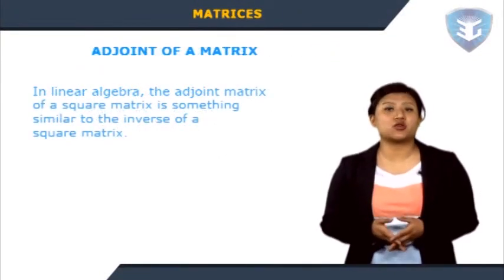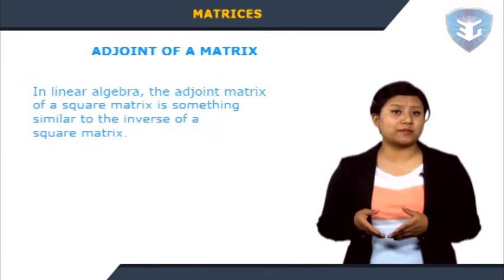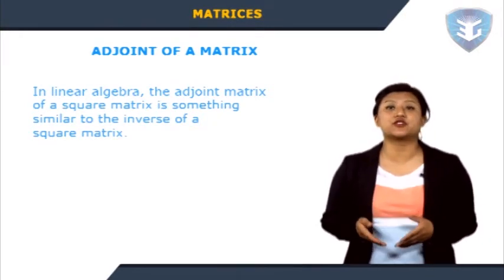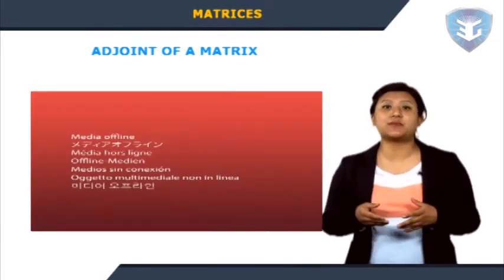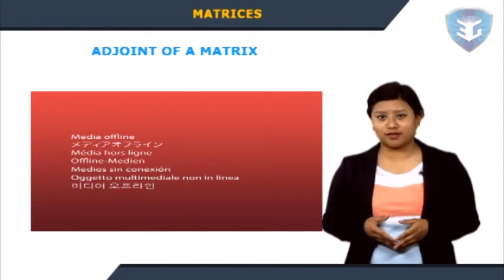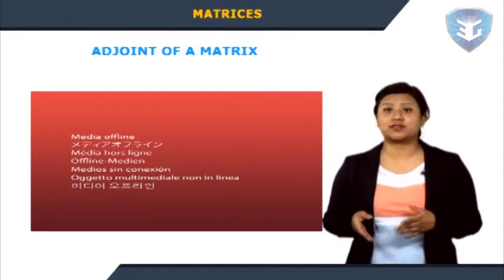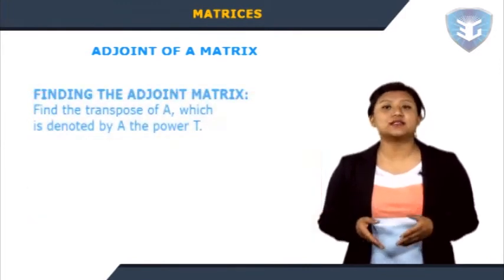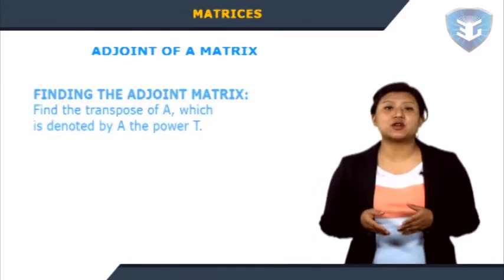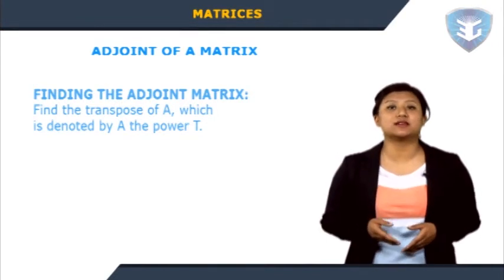Let's talk about the adjoint of a matrix. In linear algebra, the adjoint matrix of a square matrix is something similar to the inverse of a square matrix. When A is invertible, the difference between the adjoint of a matrix and A to the power minus 1 is just a scalar. However, the adjoint matrix can be defined for any square matrix, not necessarily invertible. Finding the adjoint matrix. Find the transpose of A, which is denoted by A to the power T.